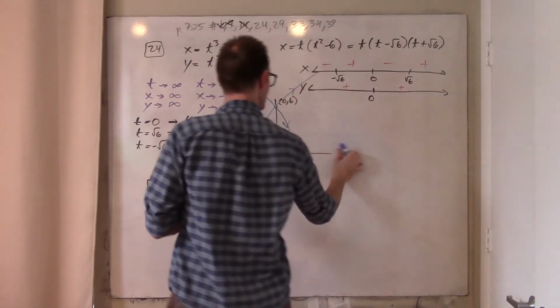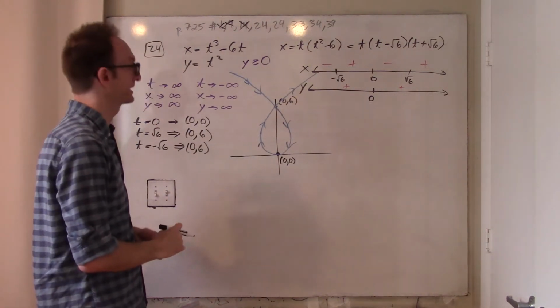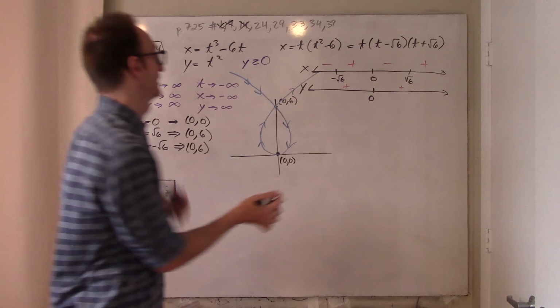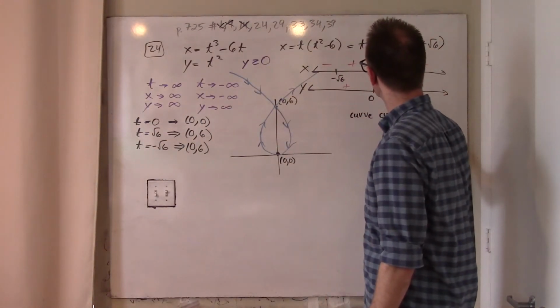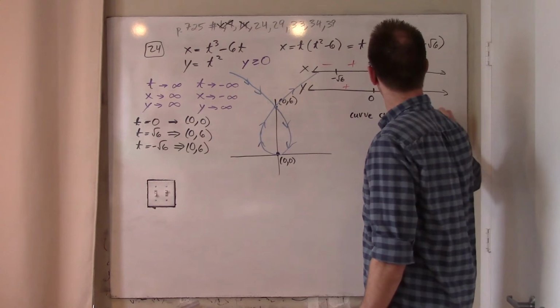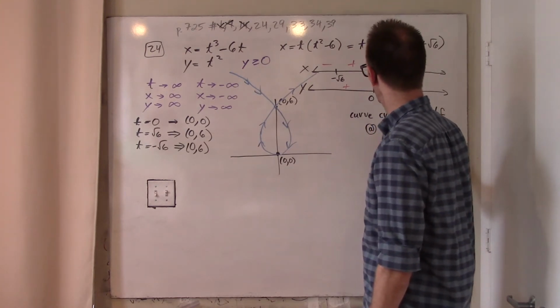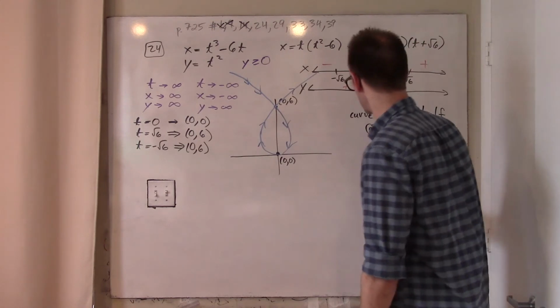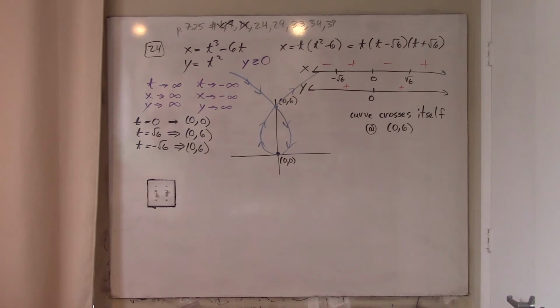which is exactly like the shape that we graphed in class when we did our intro example, but this time it's been kind of rotated 90 degrees or something like that. Okay, so therefore, what have I just learned? I've just learned the curve crosses itself. The curve crosses itself at the point 0, 6, and that's at time root 6 and time negative root 6.